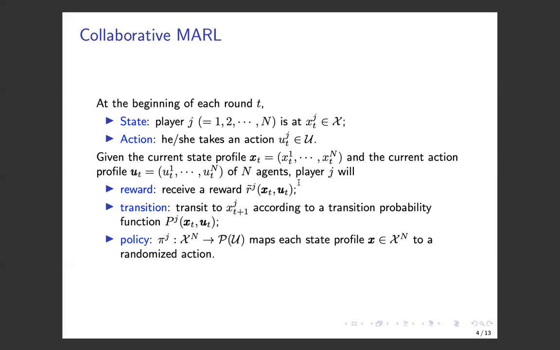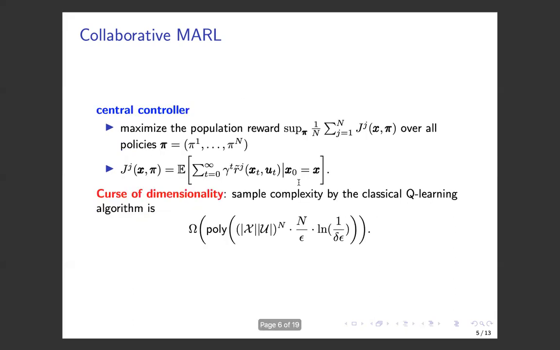next state based on the population's policy and state. The policy we are seeking in this setting is some map from the population profile, state profile to a randomized action. Here it is collaborative in the sense that there is a central controller who is trying to maximize the population reward defined here.